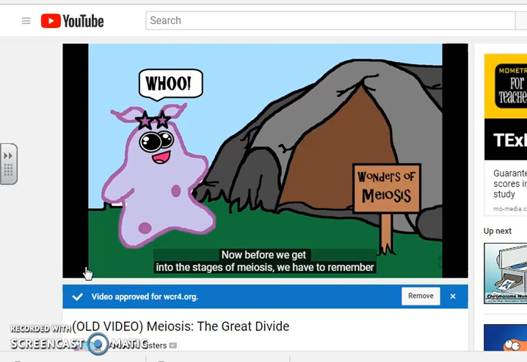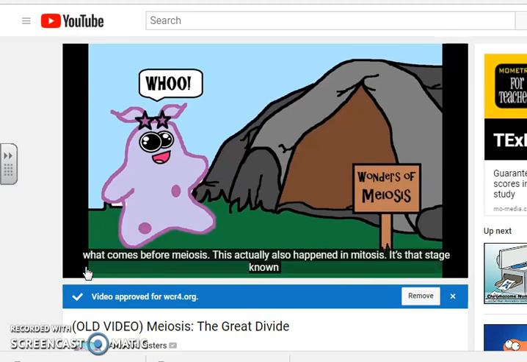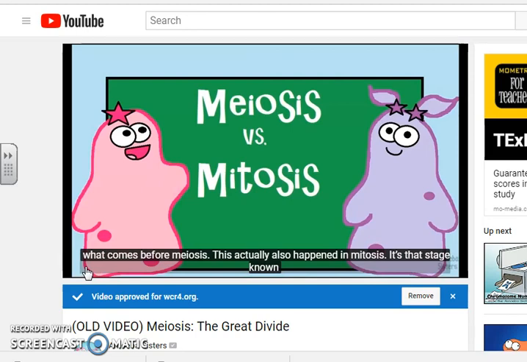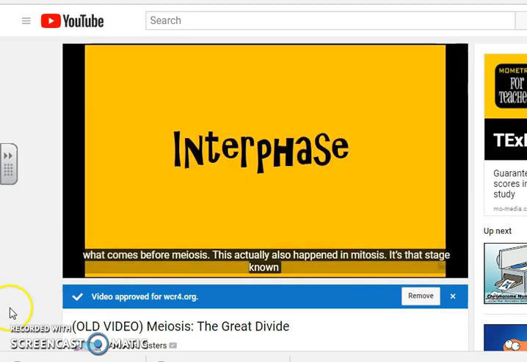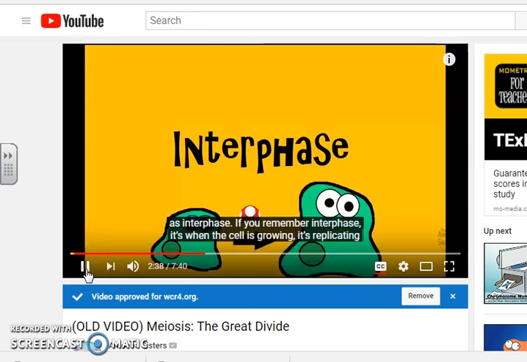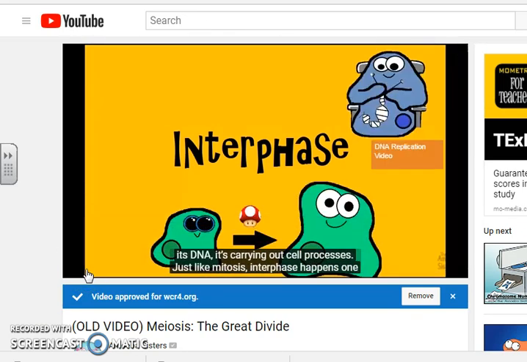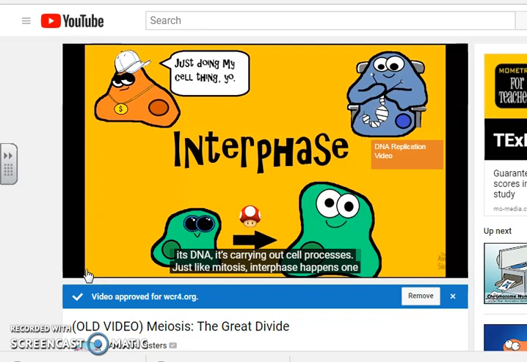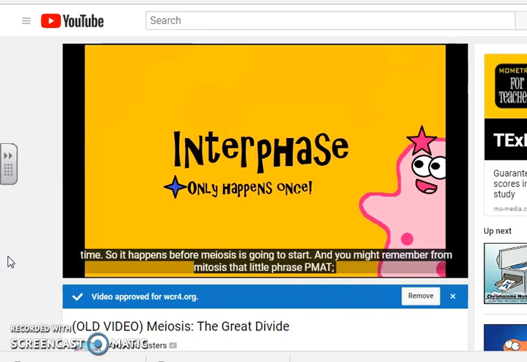Now, before we get into these stages of meiosis, we have to remember what comes before meiosis. This actually also happened in mitosis. It's that stage known as interphase. Interphase, it's when the cell's growing, it's replicating its DNA, it's carrying out cell processes. Just like mitosis, interphase happens one time. So it happens before meiosis is going to start.